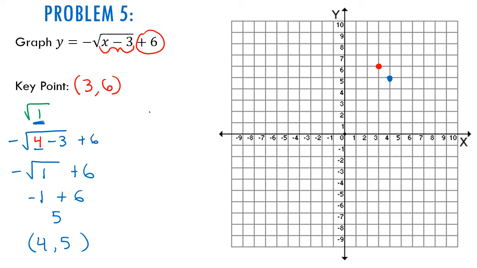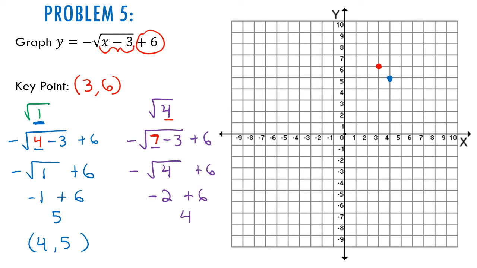And now I'm going to do the same thing, but I'm going to try to create a square root of 4 this time. So I have negative square root some number minus 3 plus 6. So some number minus 3 that would equal a 4. 7. 7 take away 3 is 4. Okay, so that would work. So I'm going to have negative square root 4, because 7 take away 3 is 4. The square root of 4 is 2, and don't forget your negative sign. I have plus 6, so that's going to give me a 4. So my coordinate is 7, comma 4.